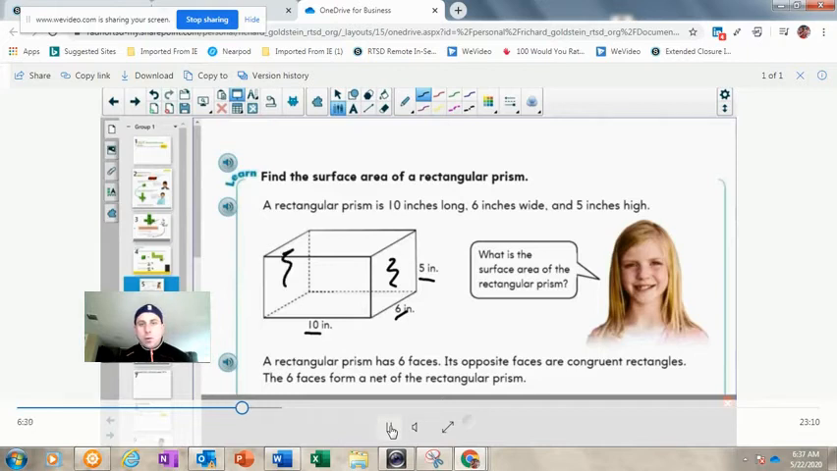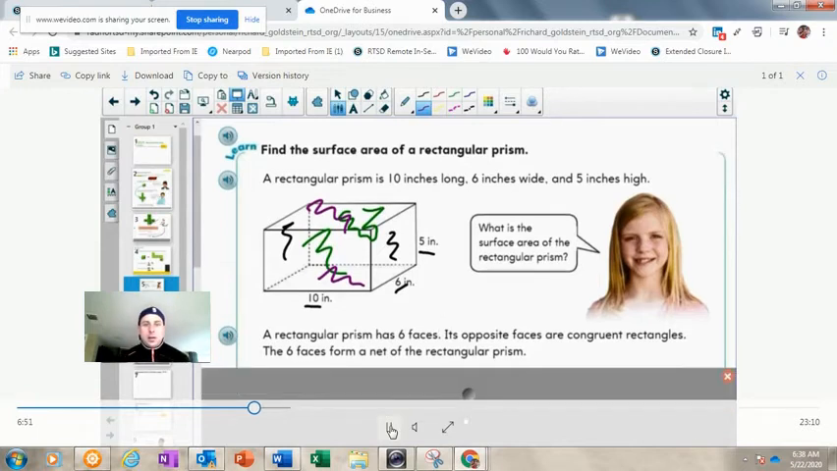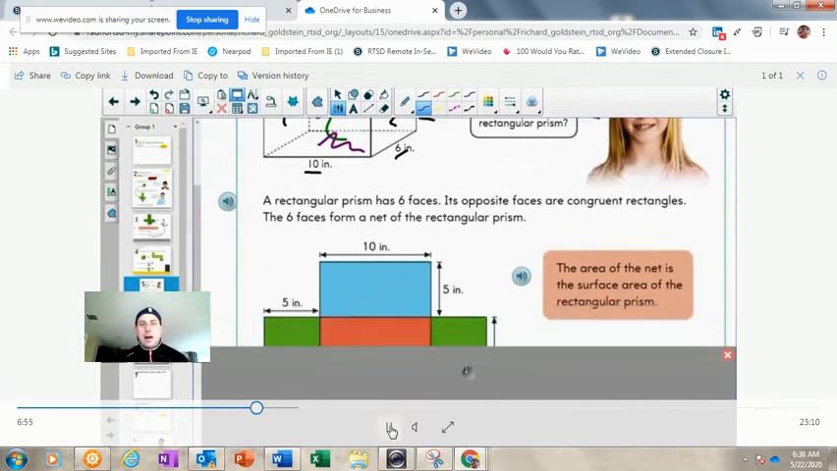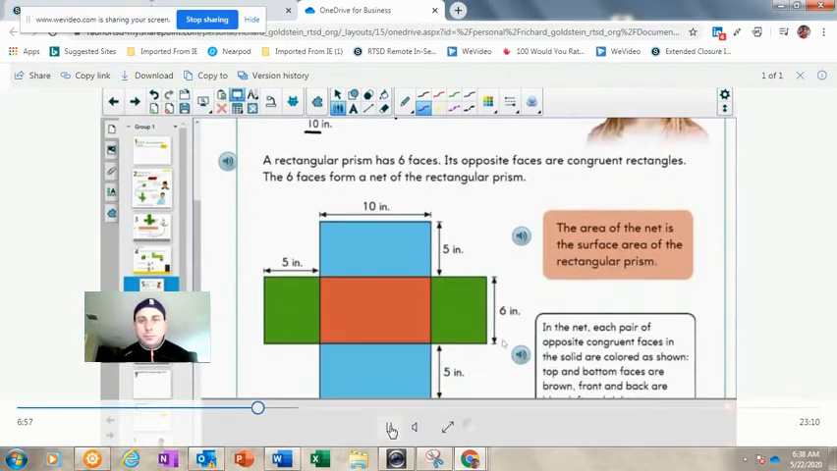So what would that be? What would that look like? What kind of math would that be? Might be a good time to stop and try that again. But you're probably thinking, base times height. So you're doing 5 times 6, or 6 times 5 rather, for that face of the rectangular prism. And then another face would be what? 10 times the height of 5, right?